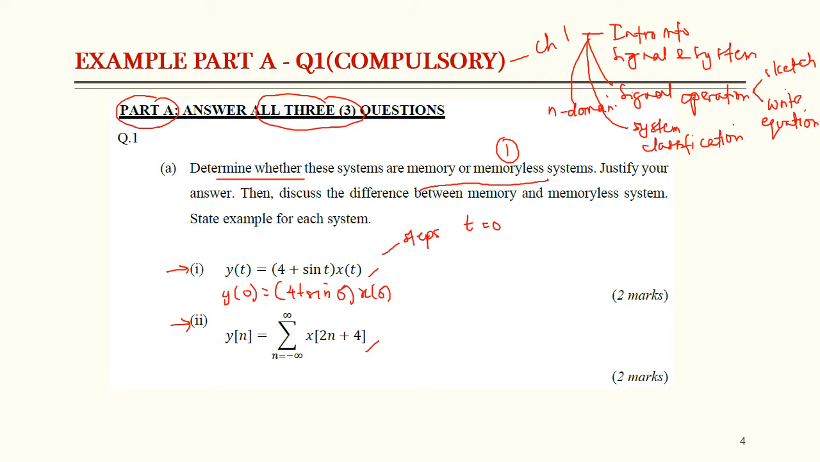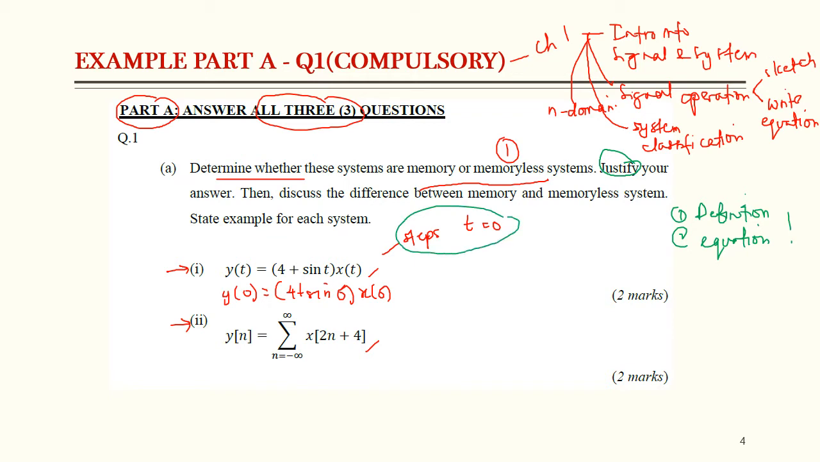Same goes to other systems, linearity, causal. So the basic thing, you need to know the definitions of the system plus the equation involved. You need to have this in mind, right? Same goes to the second question. You need to decide whether it's memory or memoryless, then justify. How to justify? By showing the steps, then you can justify your answer.